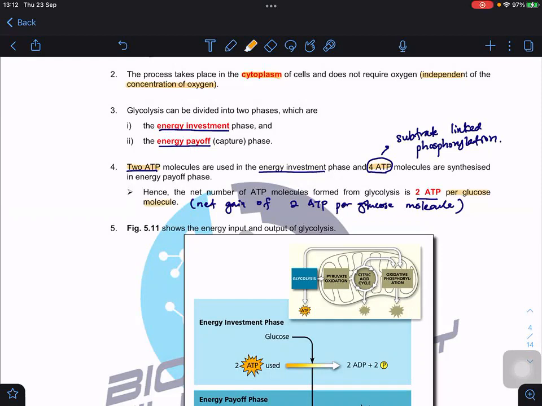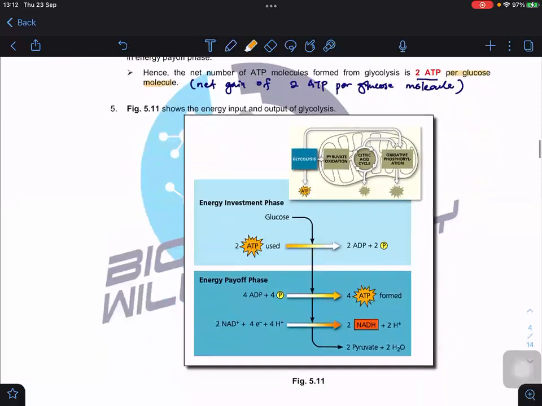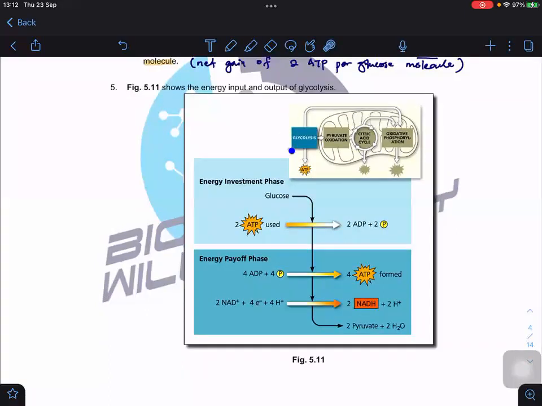Okay, so the process takes place in the cytoplasm. You can see in this diagram that glycolysis takes place in the cytoplasm. We spend 2 ATP. Therefore, at the end of the process, we form back 4 ATP. So that is a net gain of 2 ATP.